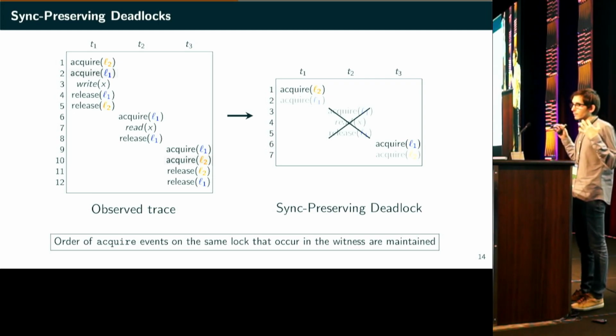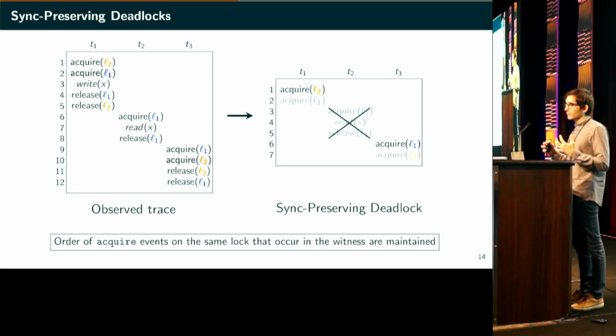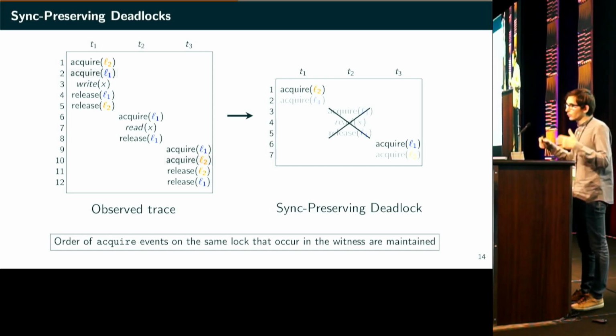So in general, when we are looking for only sync-preserving deadlocks, we are limiting ourselves to look for only the witnesses that satisfy this condition. So in some sense, we have a smaller search space.